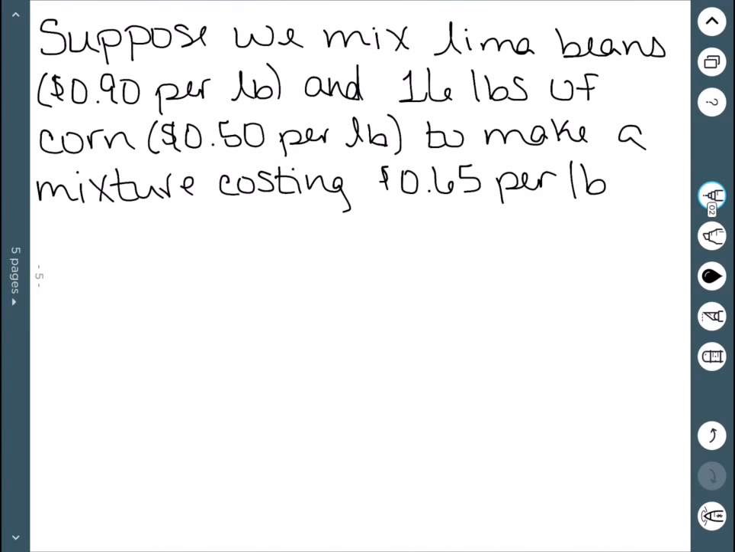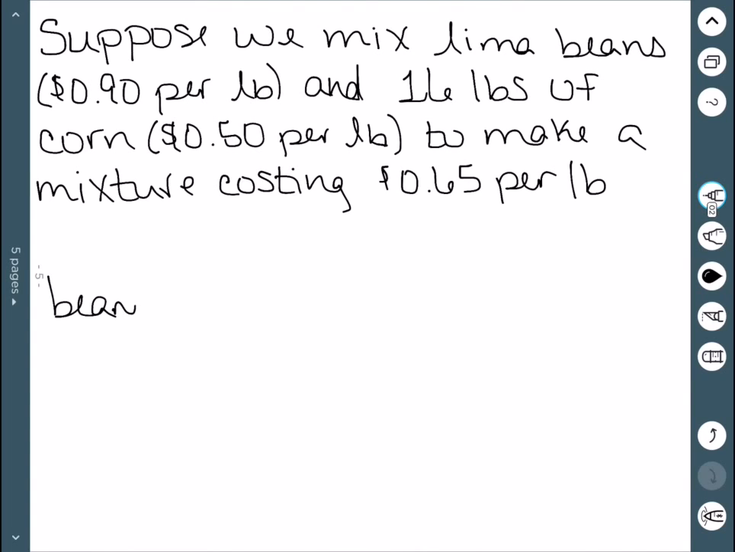The next type of problem we're looking at is called a mixture problem. We're going to mix some lima beans that are 90 cents per pound with 16 pounds of corn that costs 50 cents per pound. And our goal is to make a mixture that costs 65 cents per pound. We're also going to use a table to set up this problem.